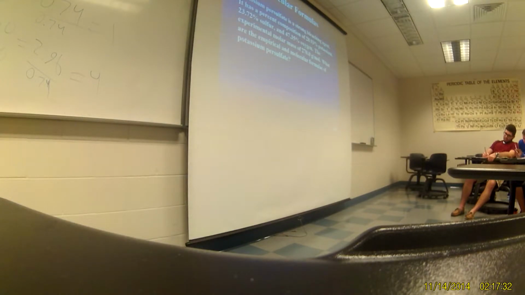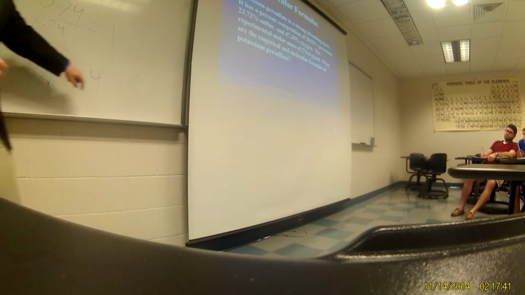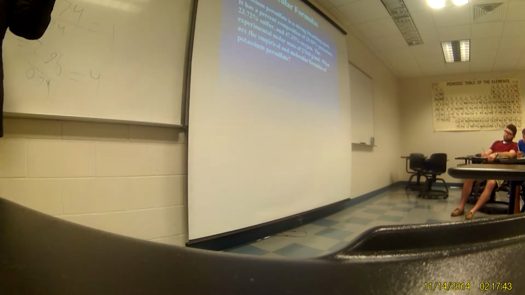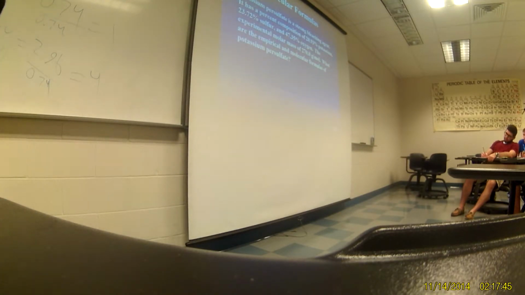So now, what do we do? You make your empirical formula. These are whole numbers, so we don't need to round, we don't need to multiply, we don't need to do any of that. And so we can make our empirical formula straight from this. So we have K1, S1, O4. That is our empirical formula.